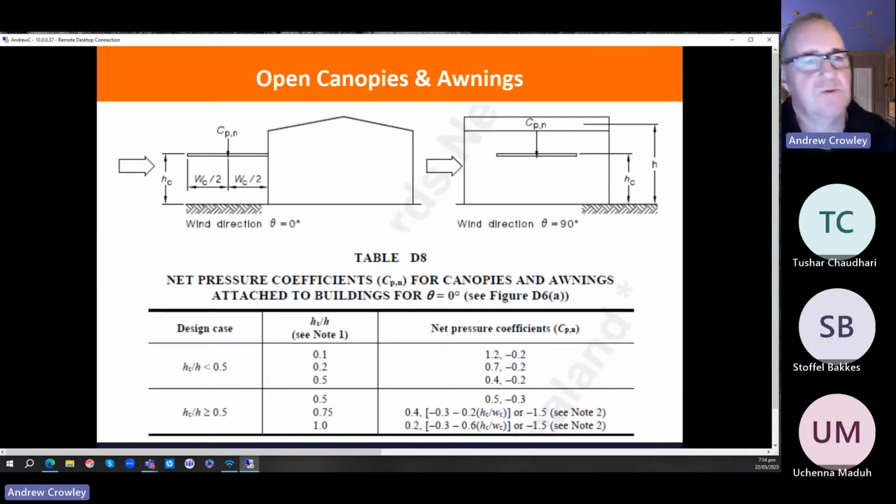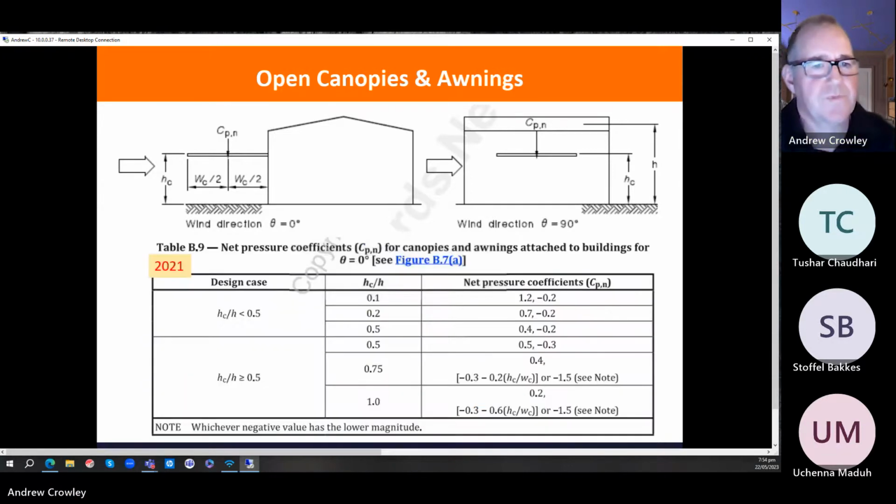Open canopies and awnings, very similar. They're attached. The idea of these, they're attached to a building. And again, remember, are you checking a canopy or is it just a roof overhang? If it's just a roof overhang, then treat it as a roof, not a separate canopy. And it can get very complicated down here depending on the dimensions. So there's another height you need to think about. That's the height of the canopy. So here's the 2021 edition. Very, very similar to the previous edition, but we're just now calling it Appendix B7.